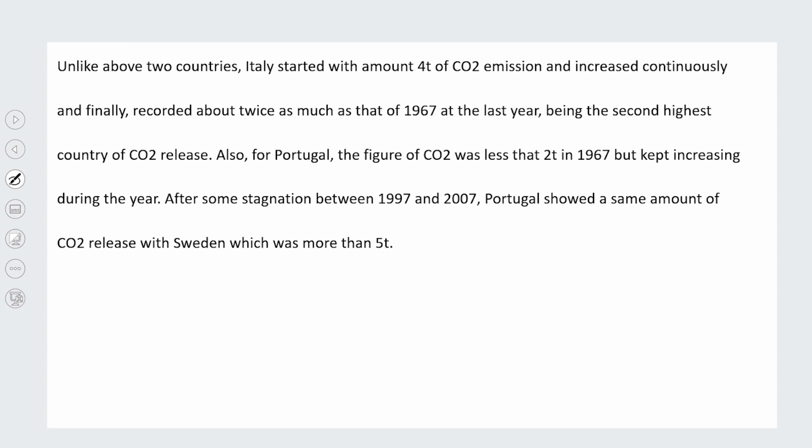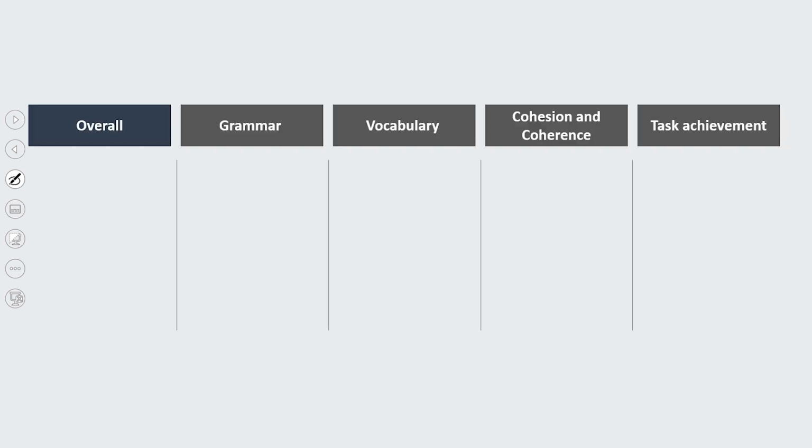Unlike the above 2 countries, Italy started with the amount of 4 tons of CO2 emission and increased continuously, and finally recorded about twice as much as that of 1967 at the last year, being the second highest country of CO2 release. Also, for Portugal, the figure of CO2 was less than 2 tons in 1967, but kept increasing during the year. After some stagnation between 1997, I like the word stagnation, Portugal showed the same amount of CO2 released as Sweden, which was more than 5 tons.